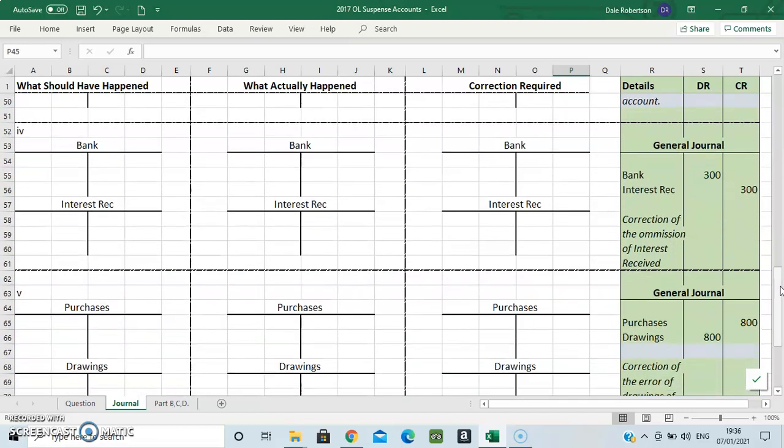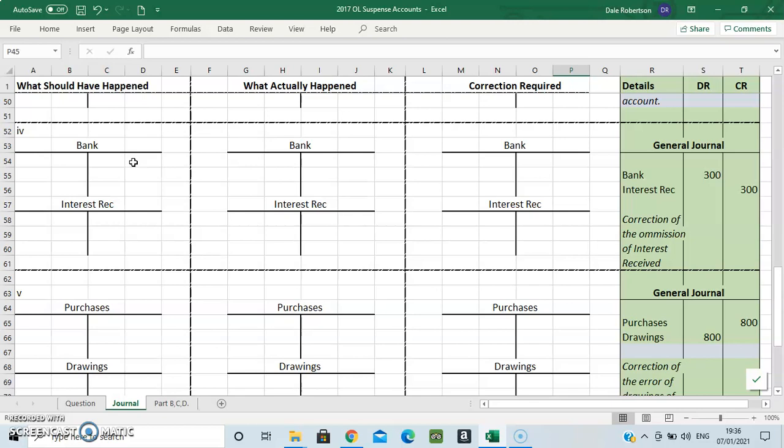Number 4, it says interest received €300 by check has not been entered in the books. Now, the clues are in the question here. Interest received means we need an interest account. And if it's received by check, then we would have put that in the bank account. So those are the two accounts we need.